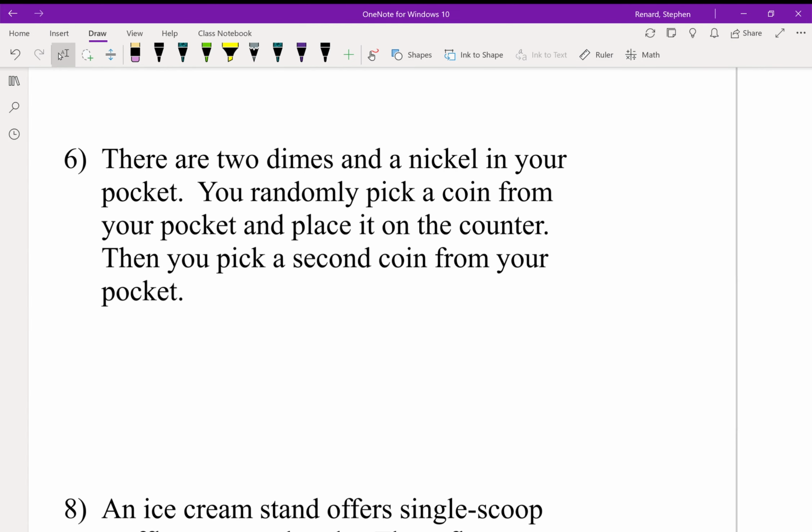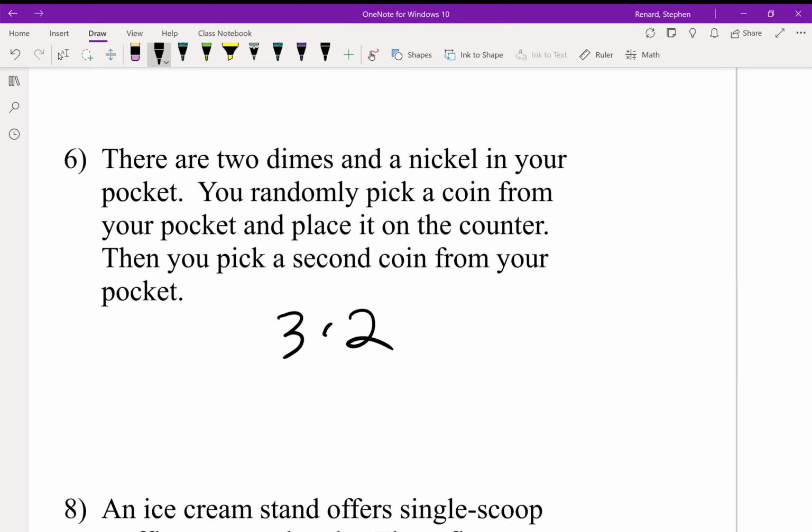There are 2 dimes and a nickel in your pocket, and you do the same thing. The fact that you have 2 dimes doesn't change the count, because you can go dime, dime, dime, dime, nickel, dime, dime, dime, nickel, because they're 2 different dimes.